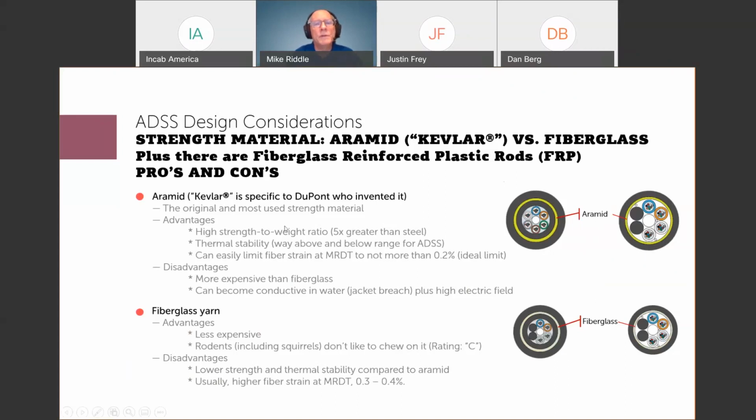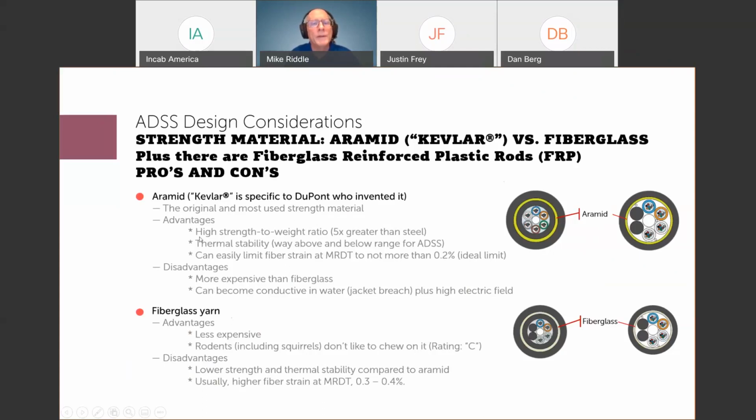It's the original and most used strength material. So in the United States, it's probably like 99% of ADSS and duct cables use KEVLAR. Or, excuse me, now I'm doing it, ARAMID. Outside the United States, though, you find the use of fiberglass, which we'll talk about in a minute, but you don't see fiberglass a whole lot in the United States, and you'll see why in a minute.